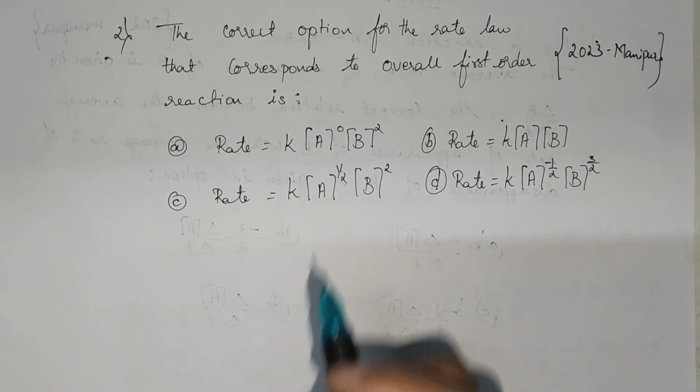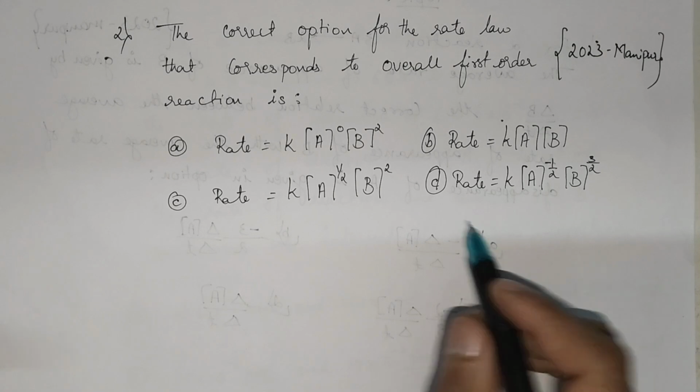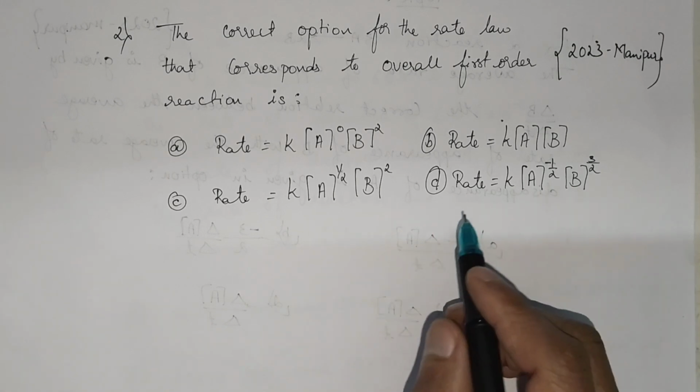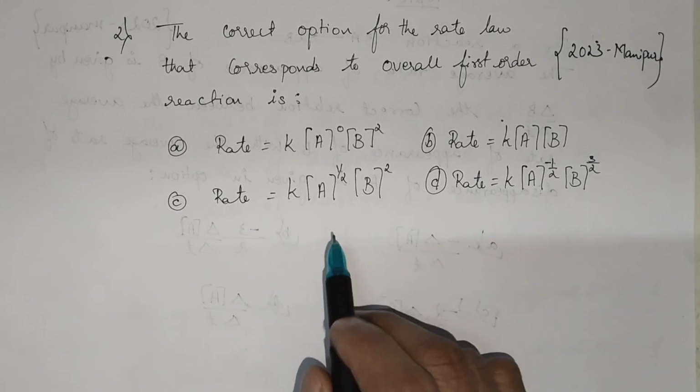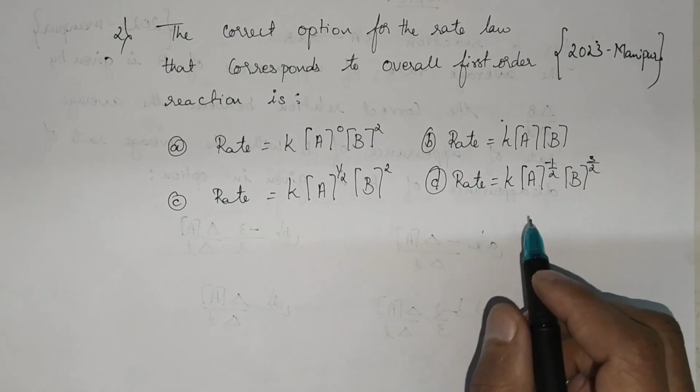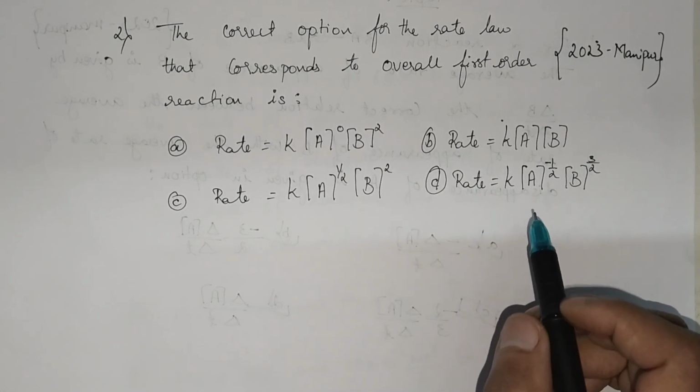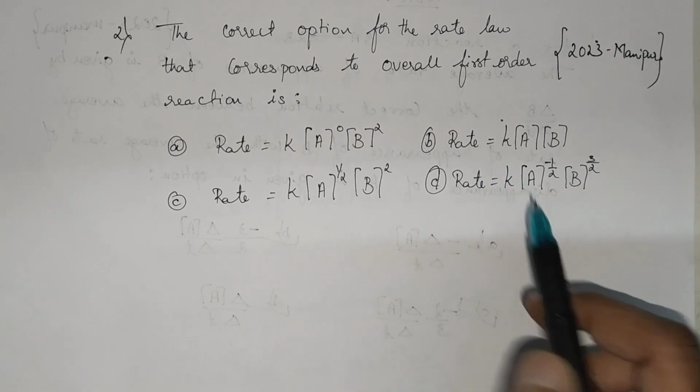So here they have given a rate equation. They have given four rate equations. Among these four rate equations, which is the correct rate equation which corresponds to an overall first order reaction?